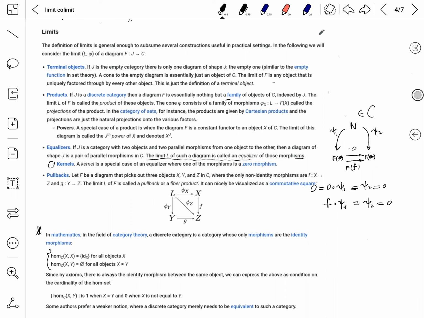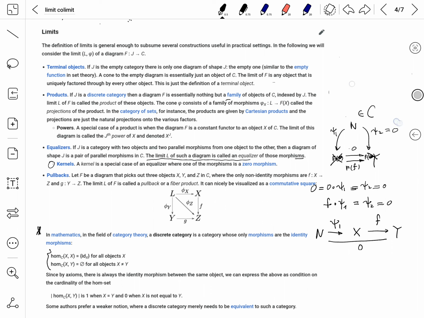This is just saying that, so this is just 0 in this case. Let's give it a name, call this X, call this Y. You have a morphism from X to Y, call this F. And then you have a morphism, call it C1, such that the composition gives you 0. That's all it says.